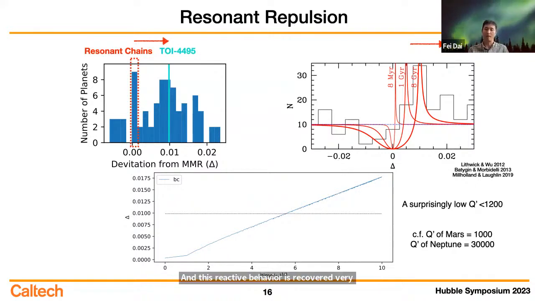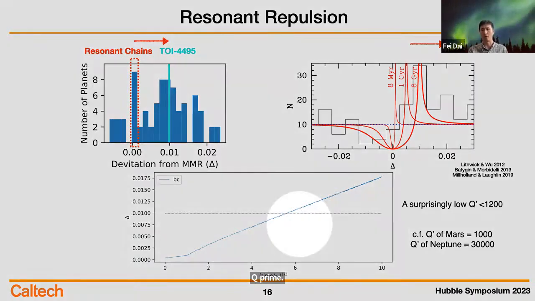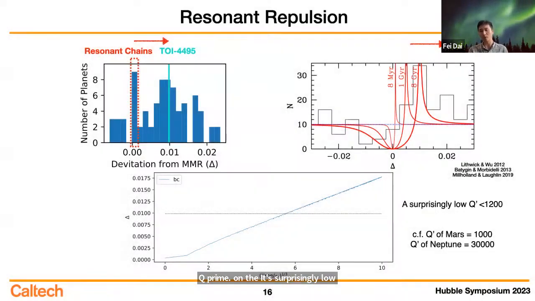So one can compare the rates of resonant repulsion, the age of the system, and the currently observed depth of resonance. And with that, we can constrain the amount of tidal damping that the system has sustained. If we do that exercise, the implied tidal quality factor Q prime on the inner planet is surprisingly low, actually smaller than 1200 or so. This is quite similar to our Mars.